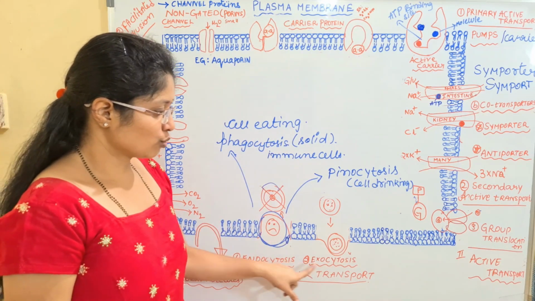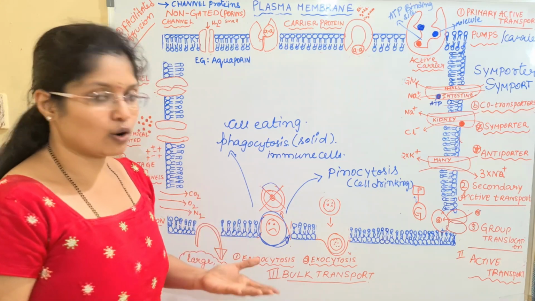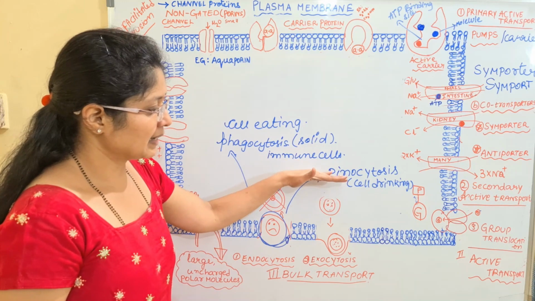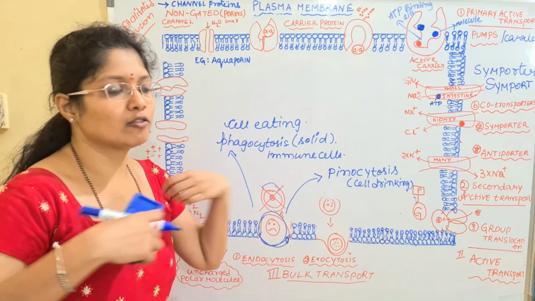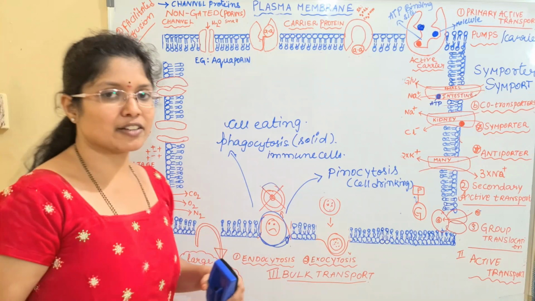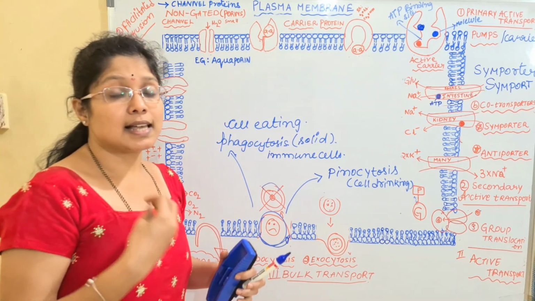And next, coming to exocytosis. Exocytosis is called cell vomiting. Why? Because the substance from the cell interior will move to the cell exterior. So it will vomit or export the substance outside. So the other term given for exocytosis is cell vomiting.